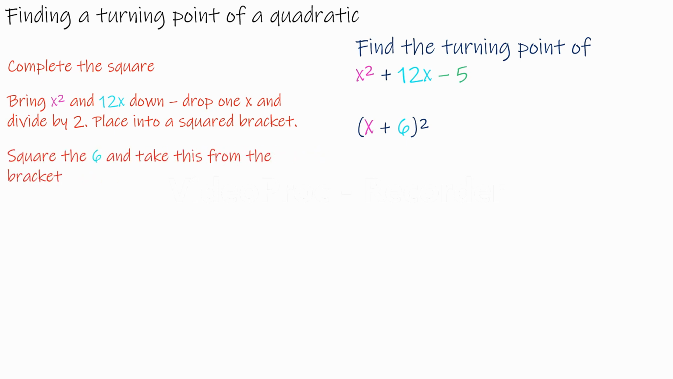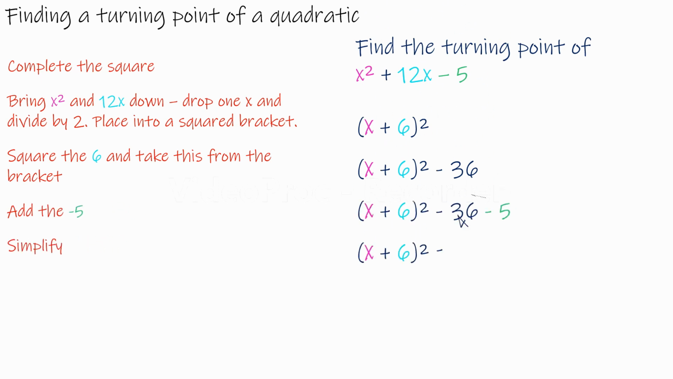And from here, we simply have to square the 6 and take it from the bracket. So 6 squared is obviously 36, so we're going to be minusing 36. All we do now is add our minus 5 on the end, and we can simplify this to get x plus 6 squared minus 41.